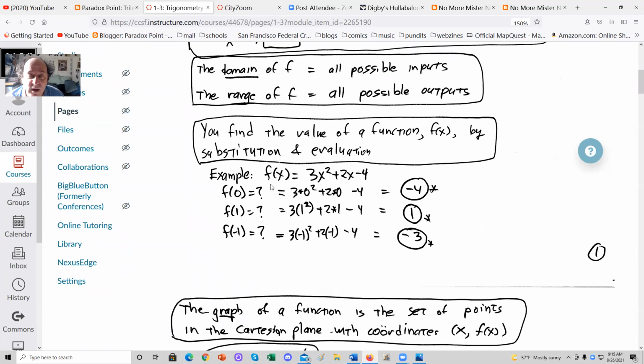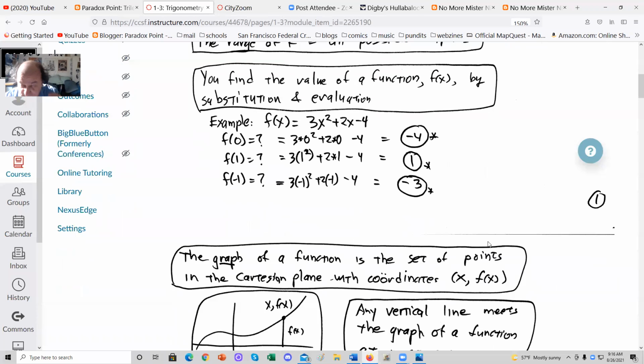For example, if f of x equals 3x squared plus 2x minus 4, then what's f of 0, what's f of 1, what's f of negative 1? Well, in each case, you substitute in here: 0 here and here for x, 1 here and here for x, negative 1 here and here for x. And after a bit of arithmetic, f of 0 is negative 4, f of 1 is 1, f of negative 1 is negative 3. Okay.